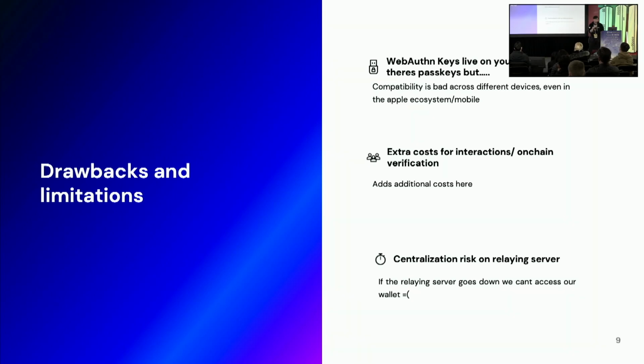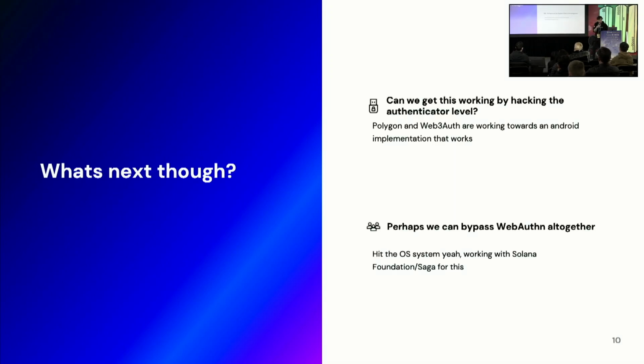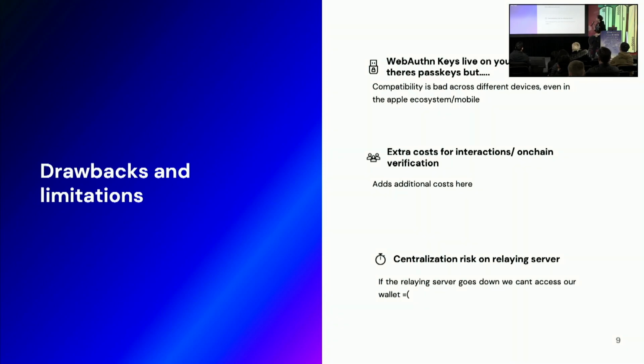Another disadvantage is there are extra costs for on-chain verification of signatures and transactions in general. That's true for smart contract wallets or account abstraction in general as well. But it is further exemplified with passkeys because you're actually verifying a signature, which is a very unique and weird key type that's being verified here.